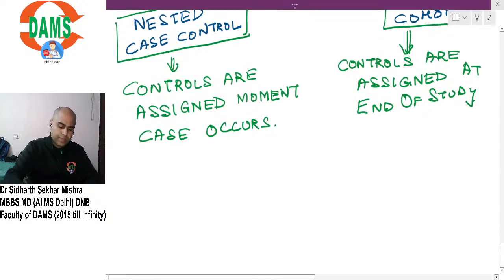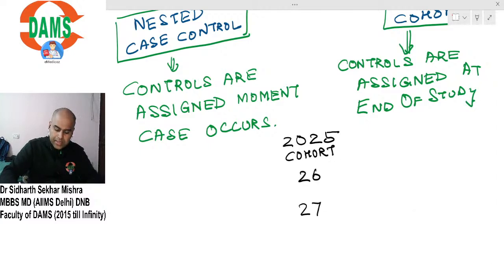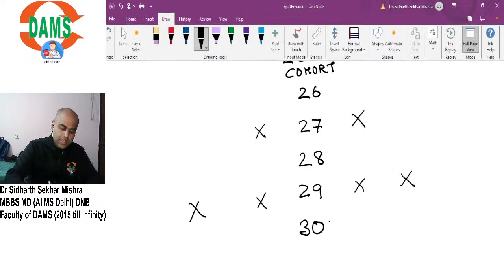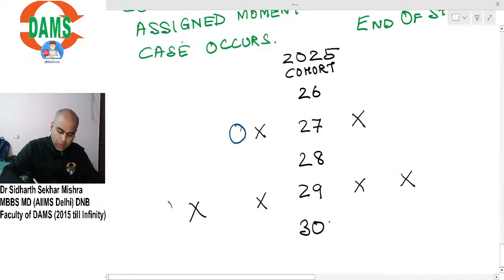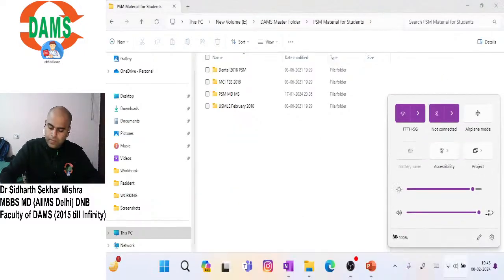Okay, guys. So suppose I'm starting a cohort in 2025, 27, 28, 29 and 30. Suppose in 2027 there is one case, 2029 there are two cases. In a nested case control, I will assign the control the moment a case occurs. Whereas in a case cohort, the control.